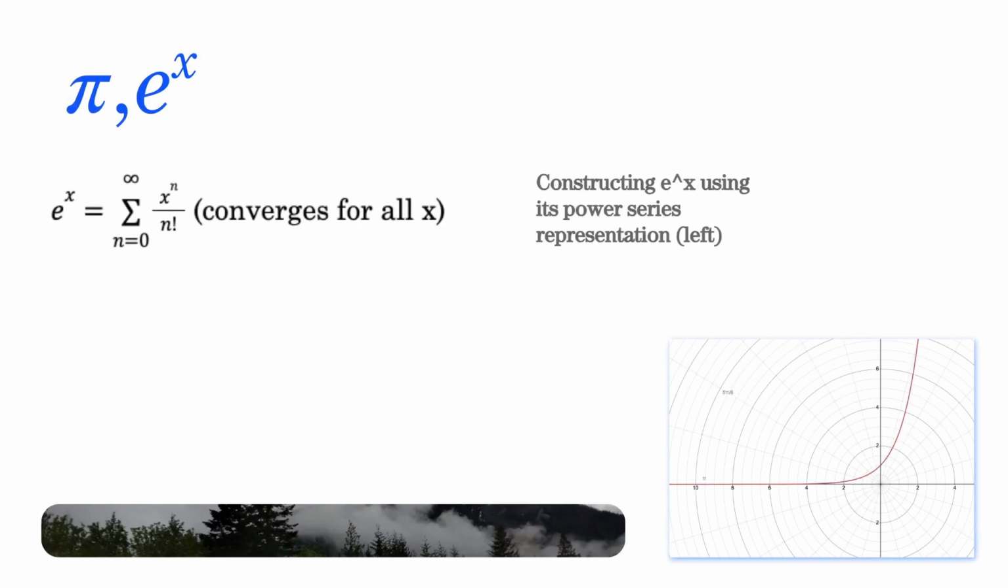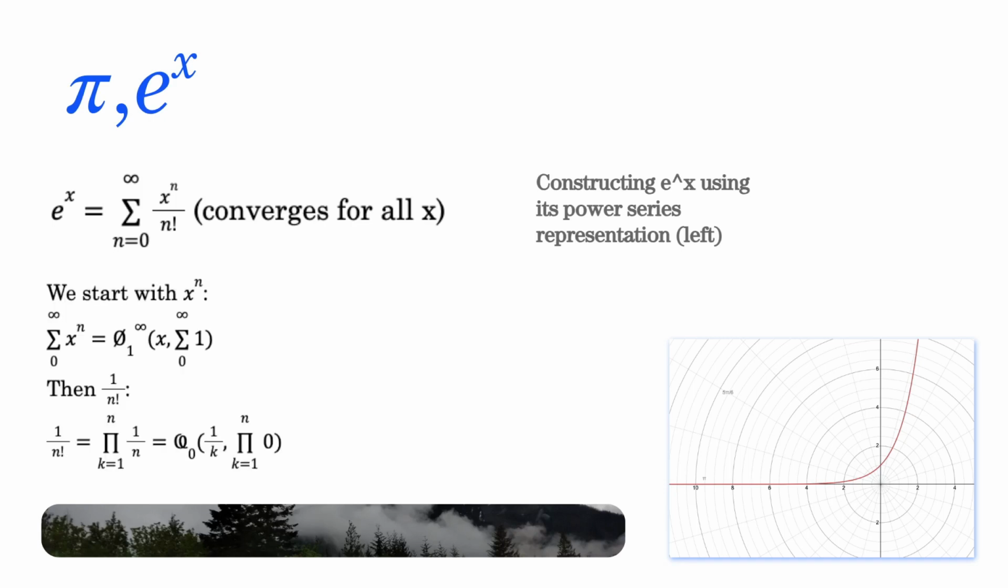In Calculus 2, there is a definition for e to the x using a power series representation. It converges for all x, which means essentially that the power series approximation is equal to e to the x itself for all values of x. There are 3 steps to it.